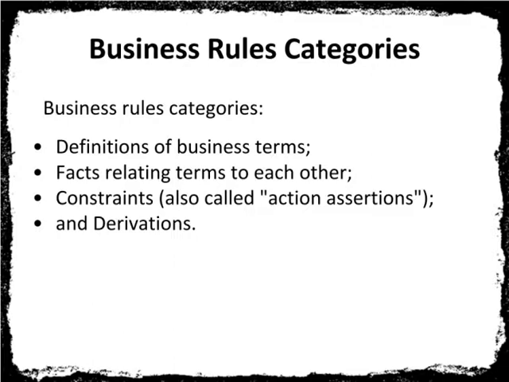Constraints or action assertions are another category. Every enterprise constrains behavior in some way, and this is closely related to constraints on what data may or may not be updated. To prevent a record from being made is, in many cases, to prevent an action from taking place. Derivations is the final category. Business rules, including laws of nature, define how knowledge in one form may be transformed into other knowledge, possibly in a different form.